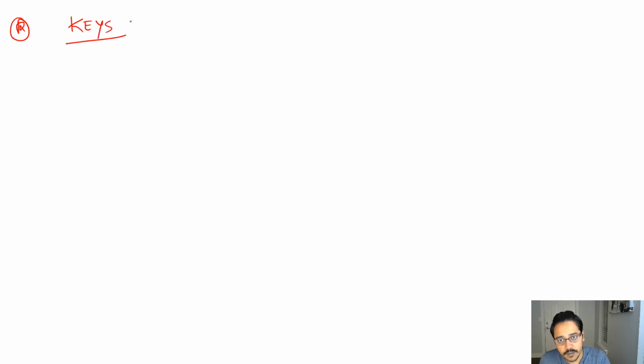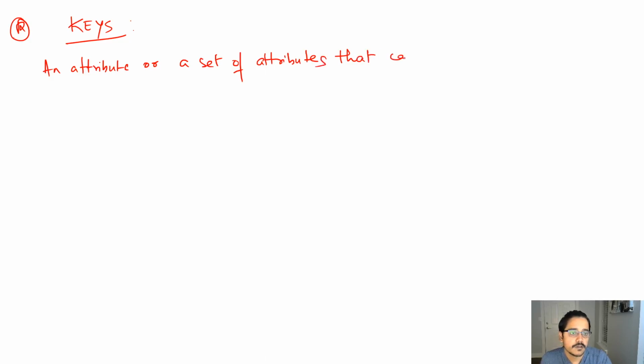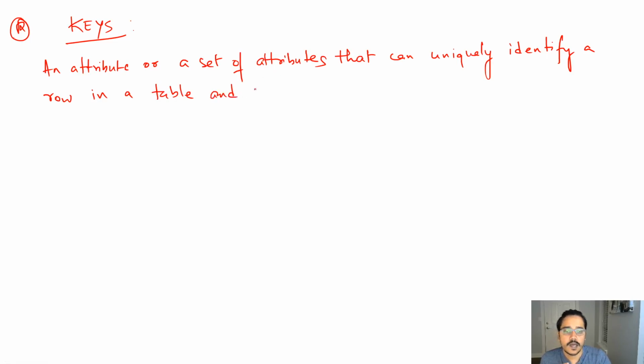So now that we have understood that, let us segue into the natural progression of what is a key, or the concept of keys within the relational model. Okay, so again, keys are basically an attribute or a set of attributes that can uniquely identify a row in a table and distinguish them from other rows.